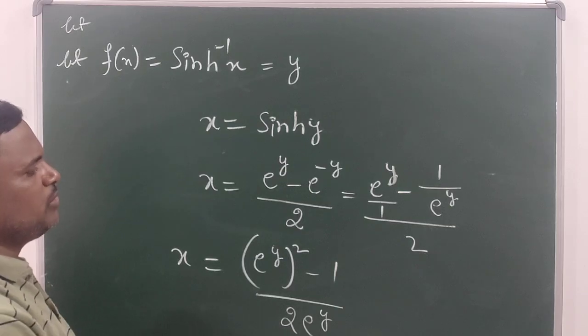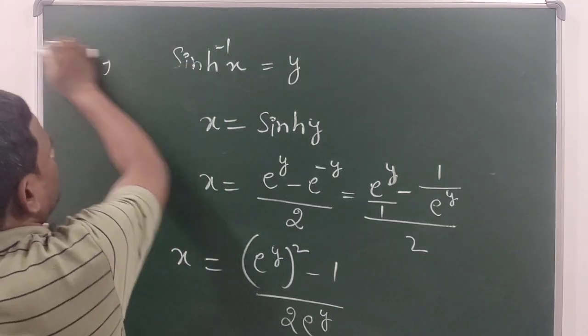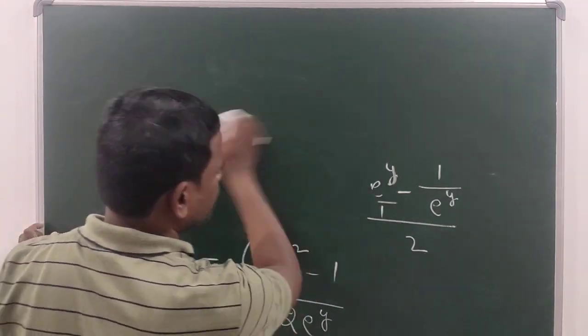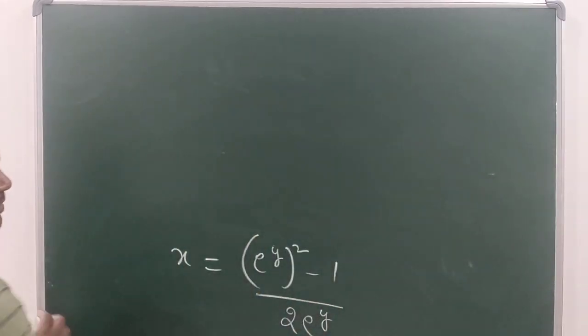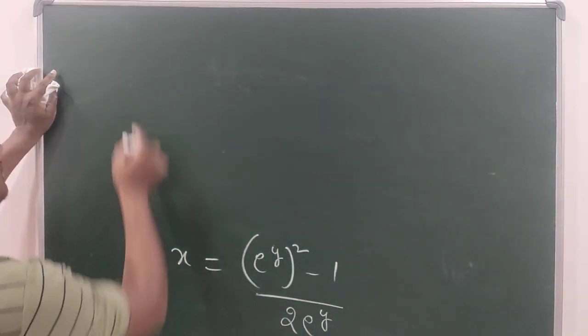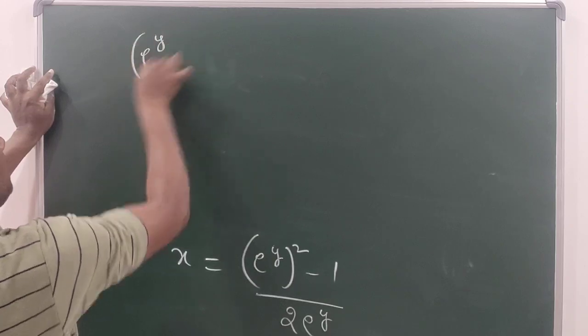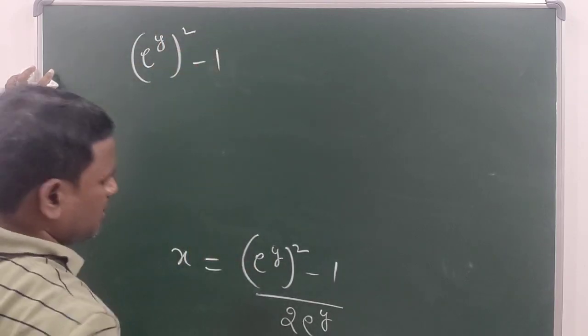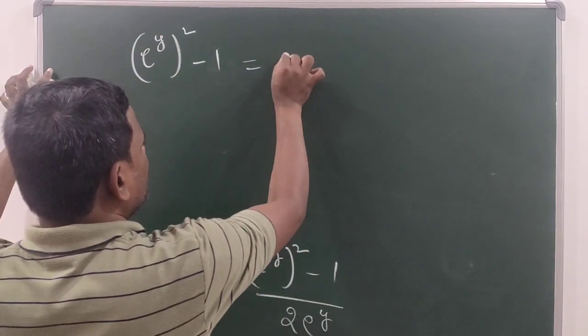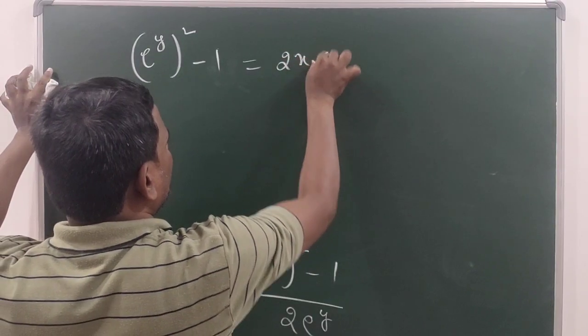Okay students, in the next step, observe what I am going to do. When you take cross multiplication, e power y whole square minus 1 is equal to 2x into e power y.